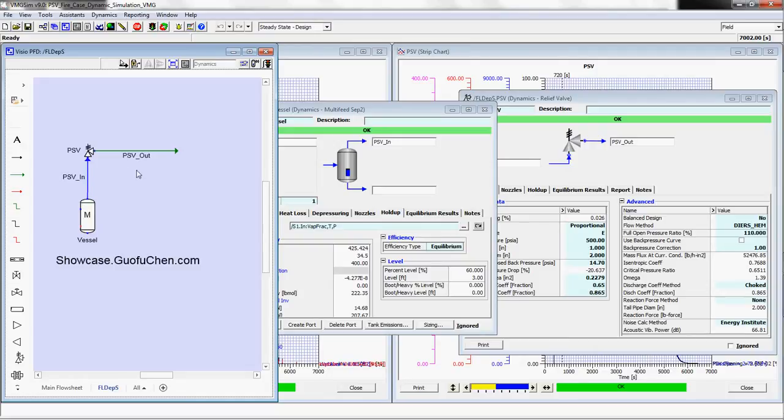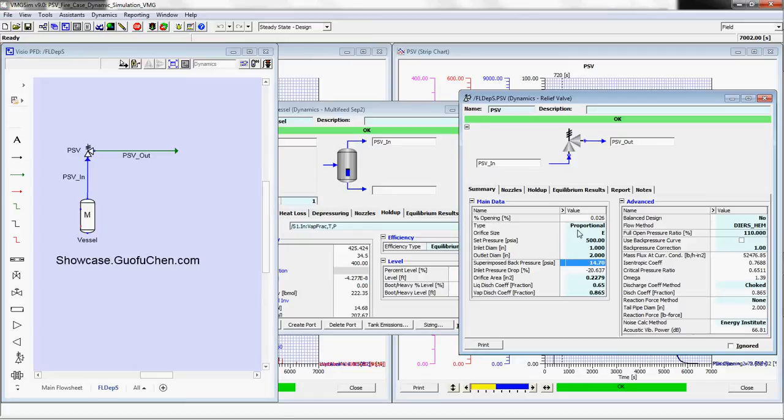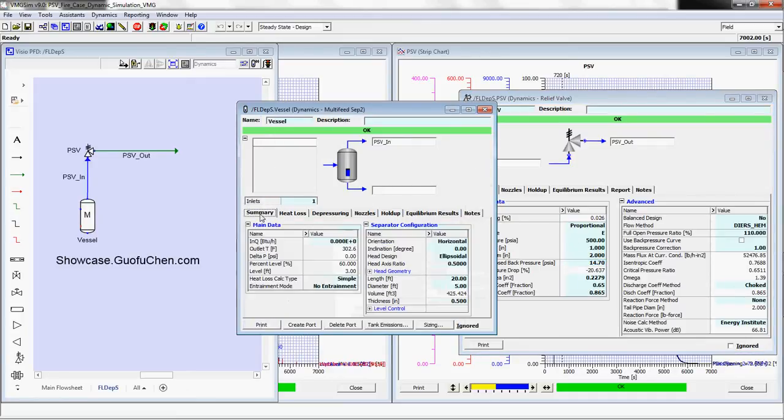A proper way to size PSV firecase is to use a dynamic process simulator, since the relieving process is dynamic, not steady state. In this example, VMGSim dynamic simulation tool is selected to do this demo. As you see on the PFD, there is only one vessel and one PSV. The PSV orifice size is E with a set pressure of 500 psia. The vessel is a horizontal vessel with a diameter of 5 feet and a length of 20 feet.